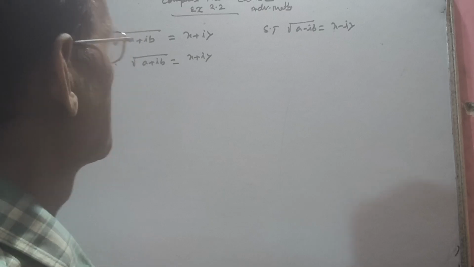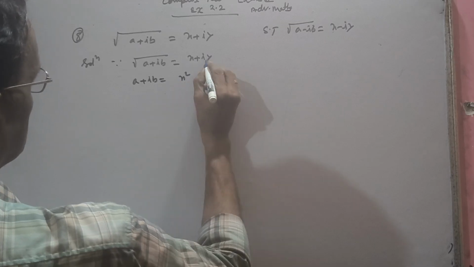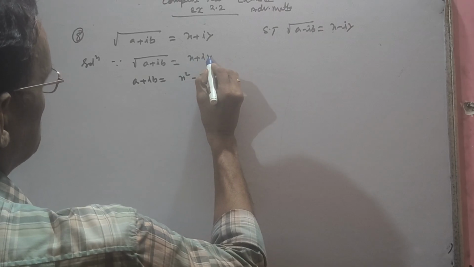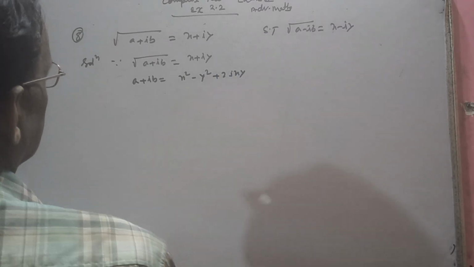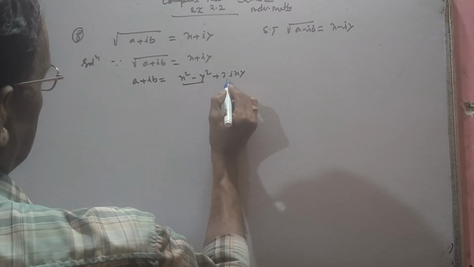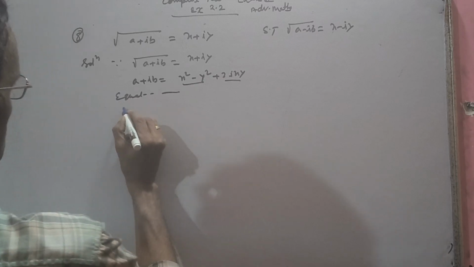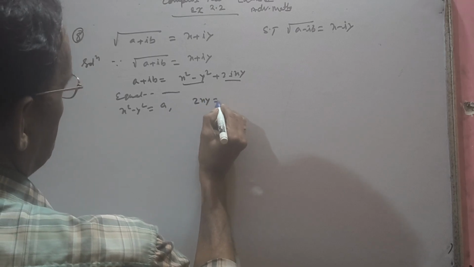Since √(a + ib) = x + iy, to remove the root sign, what to do? You do squaring on both sides. When we square both sides, what will we get? a + ib = x² + i²y² + 2ixy, where i² is minus 1. Understood? Now see, this is in the form of a + ib, so equating real and imaginary parts, what will we get? x² − y² = a, and 2xy = b.